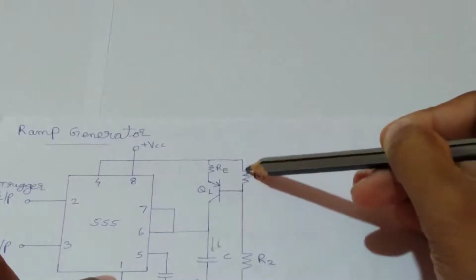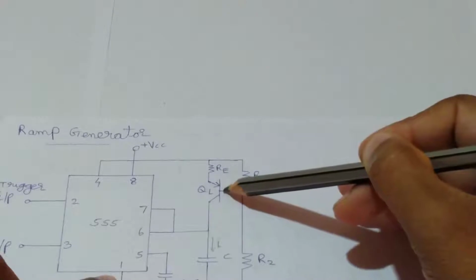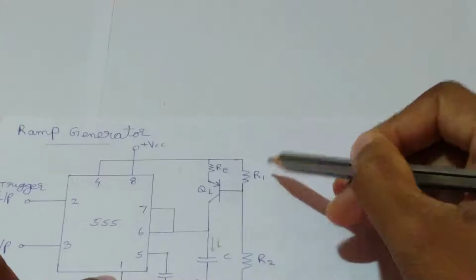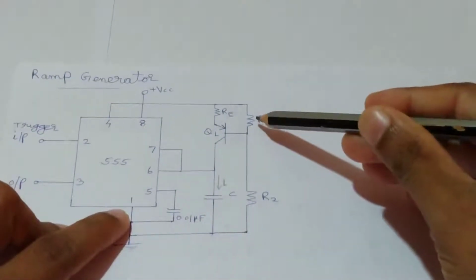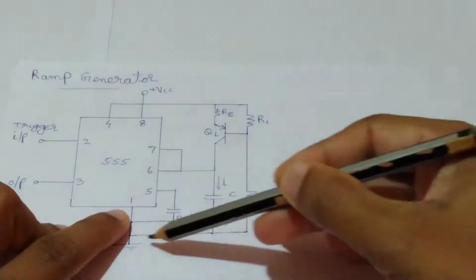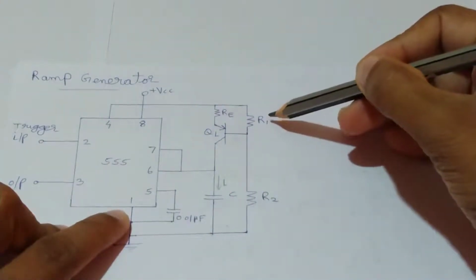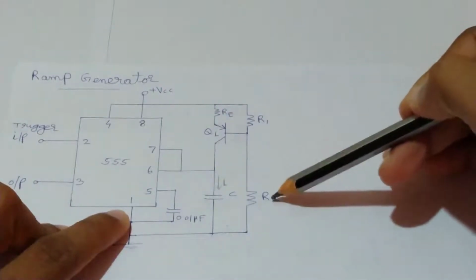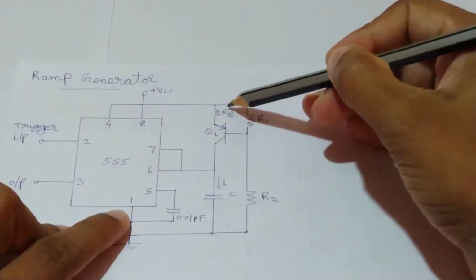Because this R1 is parallel to the RE and emitter-base combination, what is the voltage across this resistance R1? We can calculate the voltage across R1 by using the voltage division rule. Consider this R1 R2 combination. Then by using the voltage division rule, the voltage across R1 is VCC into R1 divided by R1 plus R2.